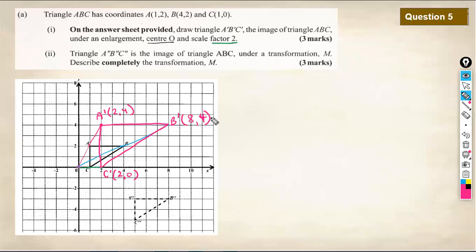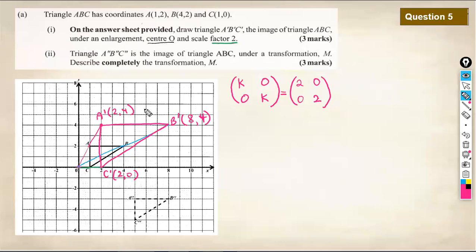Right? And there's another way you could do this. You could use the enlargement matrix. Remember this one, K, 0, 0, K? This is the enlargement matrix. If it's an enlargement of 2, you replace the letter K with what? 2. And you just simply multiply all the points in the original triangle by 2, 0, 0, 2. And I guarantee you, you will get the same answers that I have here, right?